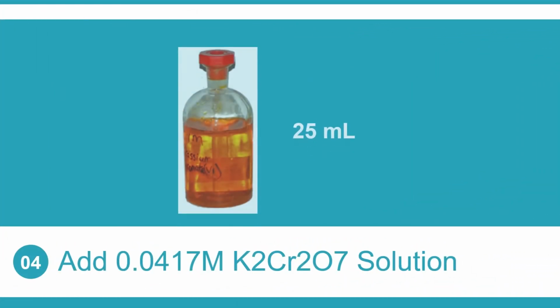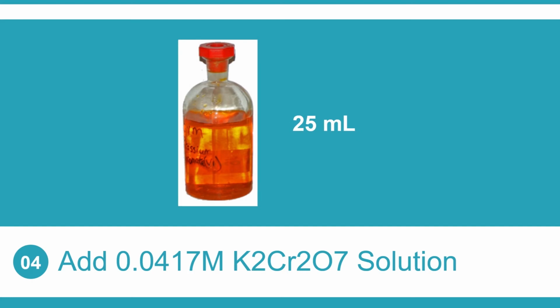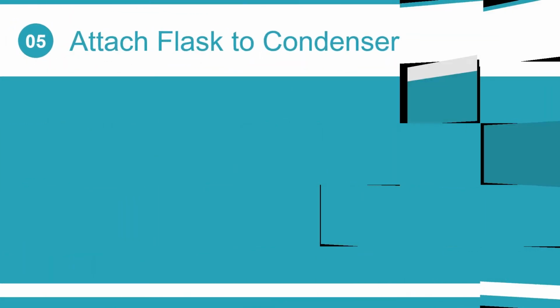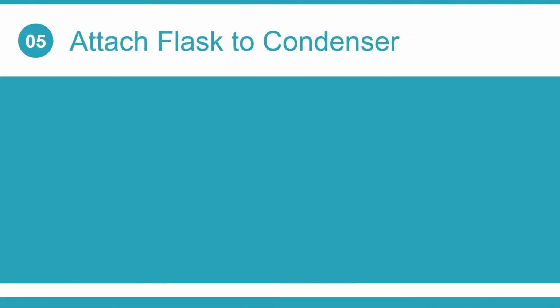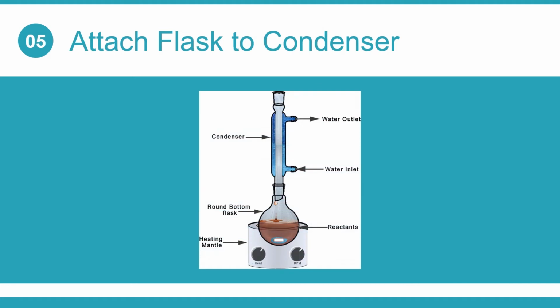Next, add 25 ml of 0.0417 molar of potassium dichromate solution into the mixture. After that, attach the refluxing flask to the condenser. Turn on the cooling water to let it flow through the condenser.